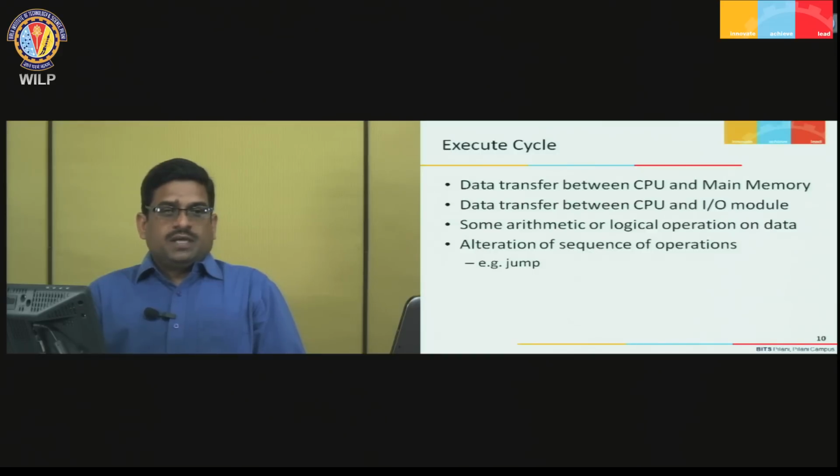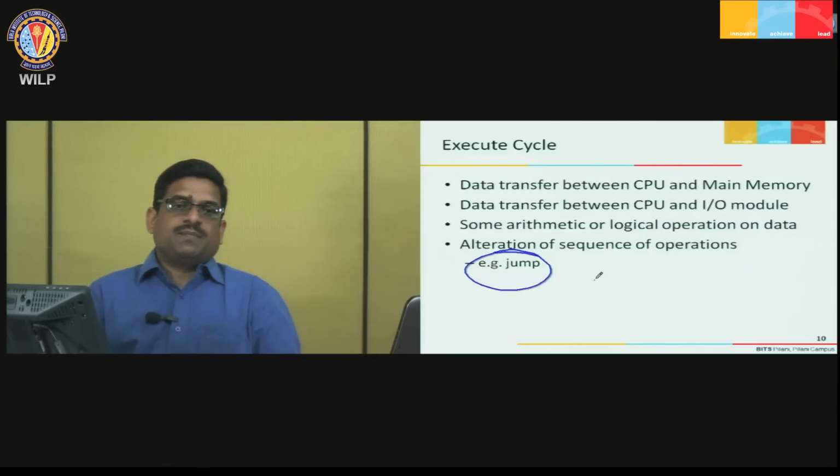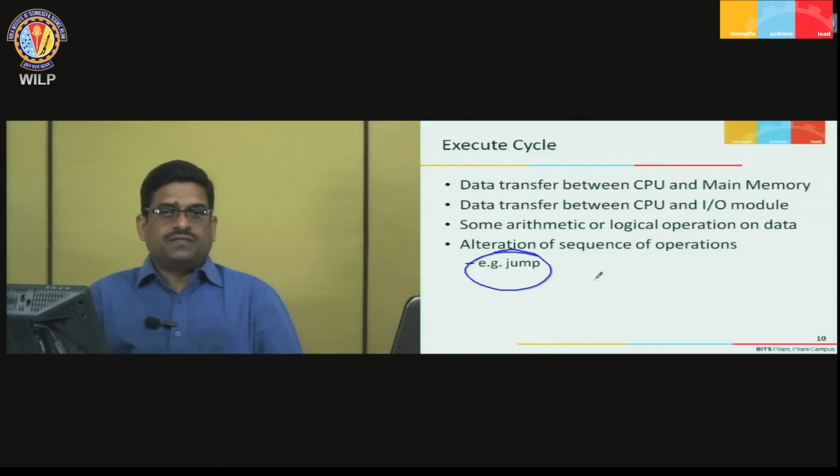In the processing, it may be the alteration of the sequence of operations. For example, in a jump instruction, I gave the example of high level language instructions like if or conditional statements and looping statements. So the alteration of the sequence of operations is also a part of execution, or it can be a combination of data transfer plus the alteration, or an arithmetic operation as well as the alteration or the data transfer.